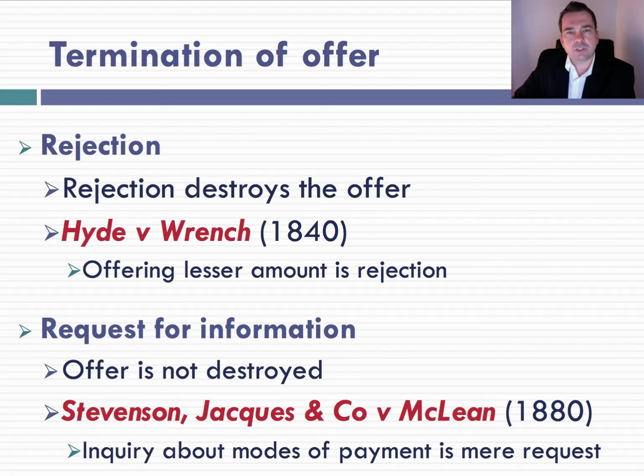Now, we have to distinguish a rejection from a request for more information. A request for more information is, for instance, when you don't reject the original offer. So let's stick with the simple numbers that were used in Hyde and Wrench, so 1,000. Let's say someone makes an offer and says, "I'll sell you my farm for 1,000." And instead of saying, like what happened in Hyde and Wrench, where Hyde said, "Oh no, but I'll offer you 950," what if Hyde had said, "Can I pay in rates?" Well, that is a question which seeks more information, but it is not a rejection of the 1,000.